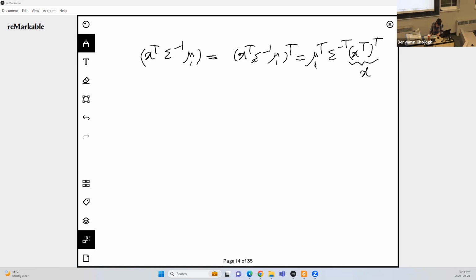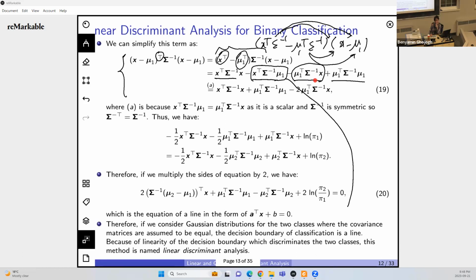x transpose transpose is x. Sigma inverse transpose is sigma inverse because sigma is symmetric, sorry, not diagonal. Sigma is a covariance matrix, which is symmetric, and when sigma is symmetric, sigma inverse is also symmetric. So it becomes mu1 transpose sigma inverse x. Interestingly, we have it here too, so we have two of these. So I have minus 2 mu1 transpose sigma inverse x. This term I have written here, and this term I have written here. So far clear?